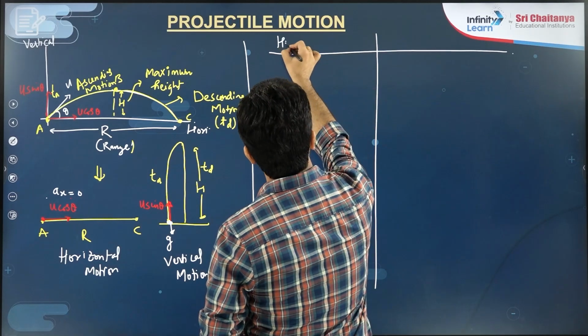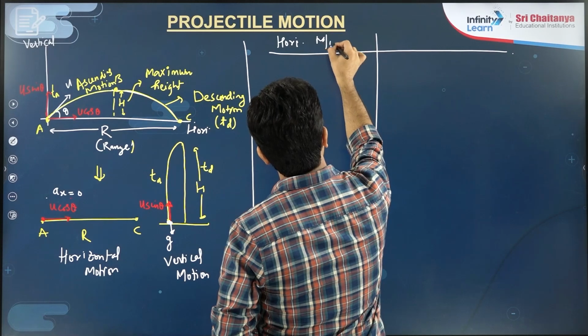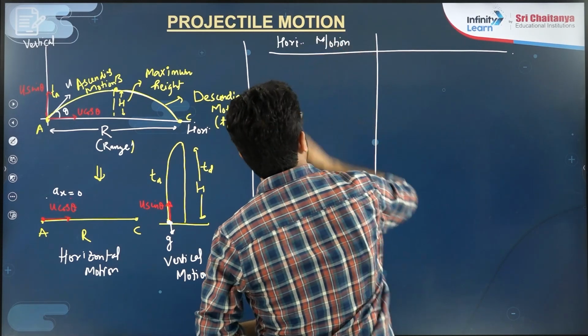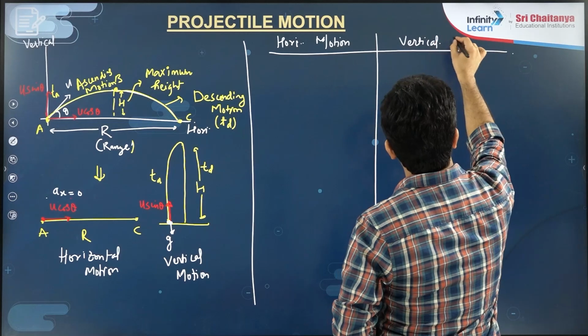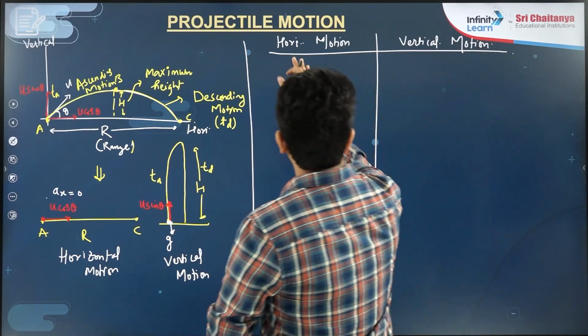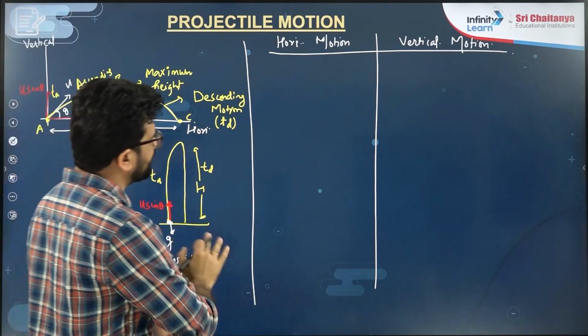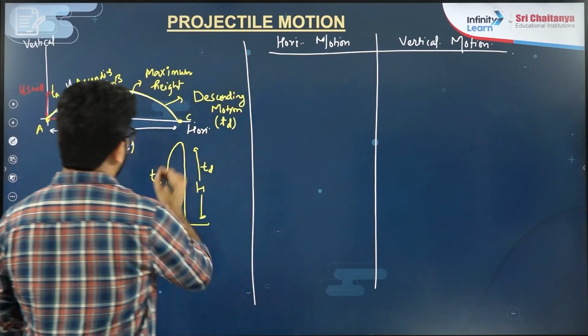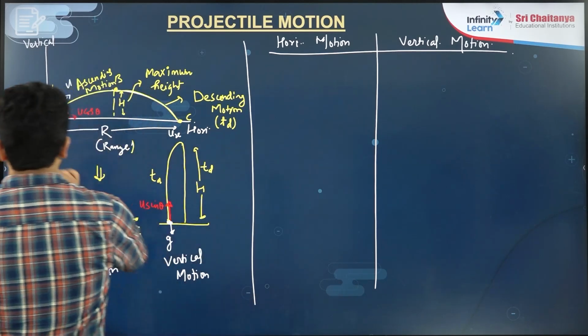This is the horizontal motion. This is the vertical motion. Now check the left side, horizontal motion. What are the velocities given to you? I can assume this is the x direction motion, the x-axis. You can write.